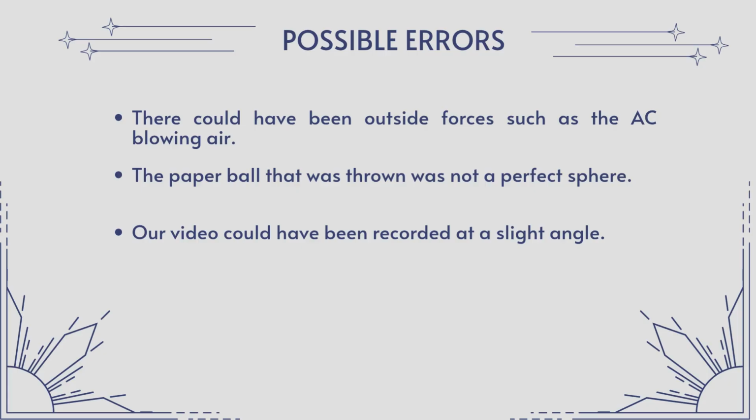And then here are just some possible errors that could have occurred in the lab. There could have been some outside forces, such as the AC blowing air, which could have affected the motion of the paper ball. Also, the paper ball that was thrown was not a perfect sphere, so that also could have affected the results. And then lastly, our video might have been recorded at a slight angle, which also could have affected the results.